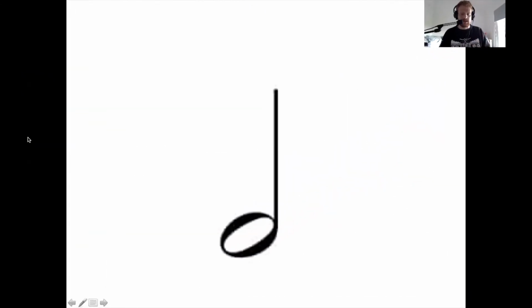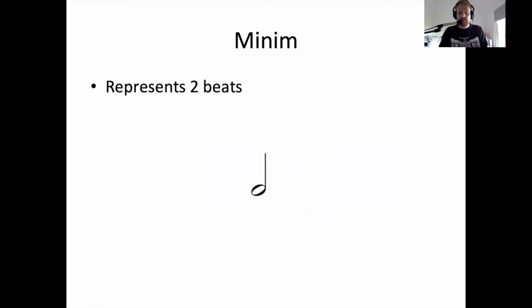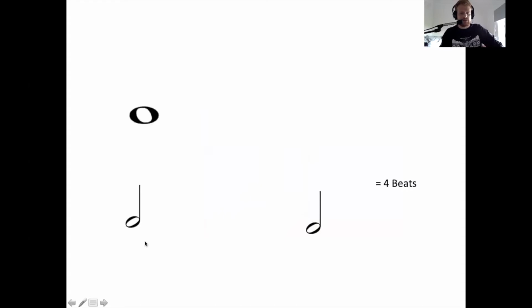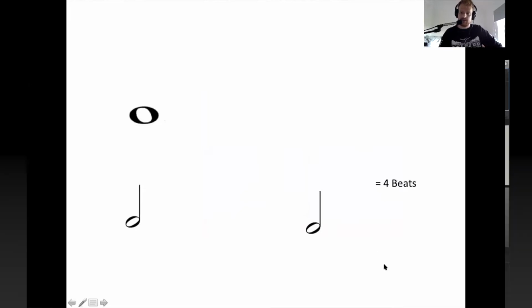Okay, let's look at our next note. This one looks a little bit like a semibreve, but it's got this stem attached to it, and it's called a minim. And it represents 2 beats. So that's half the value of the note we just talked about, the semibreve. So 2 minims will equal 4 beats, the same as a semibreve. Let's see how this works in practice.